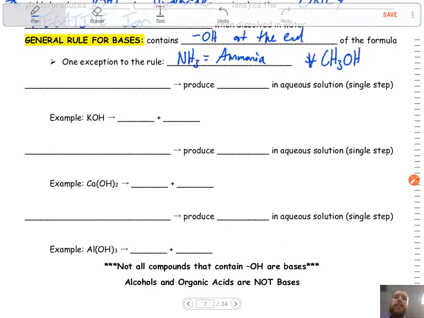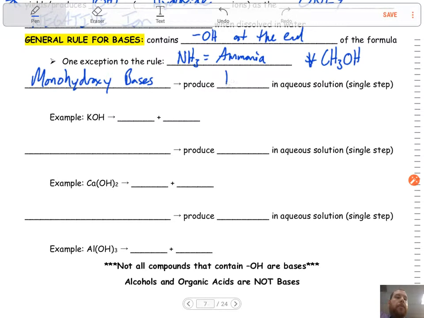So kind of a similar trend you're going to see here, like we had with the acids, where we had the monoprotic, diprotic, triprotic. We still have that same idea with bases as well. The first one is going to be a monohydroxy. Notice how that changes. Okay, mono is one, hydroxy means one hydroxide ion that is produced. Okay, so monohydroxy bases, they're going to produce one OH- ion in aqueous solution. It's that single step.